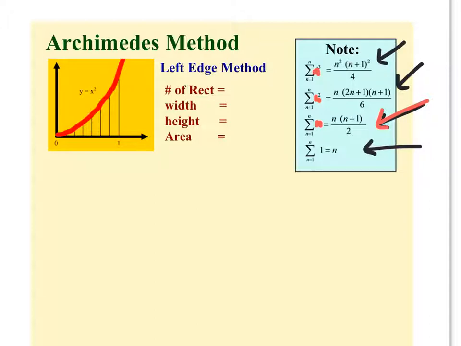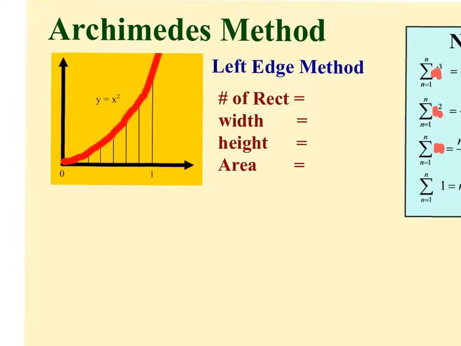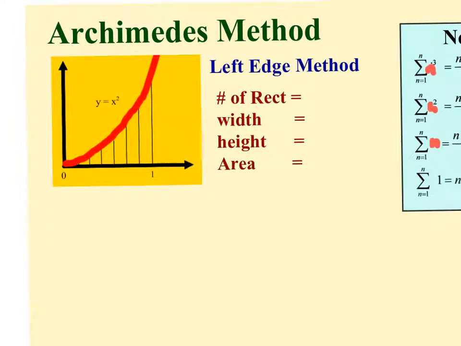Okay, so let's look at what Archimedes was doing with this left edge method. He took this interval from 0 to 1, and he split it into n rectangles. Because if I just took one rectangle, that wouldn't be a very good estimate. If I took two, that'd be a better estimate. But the more rectangles I take, the better. So what would be the width? Well, the width would be the interval length divided by the number of rectangles.